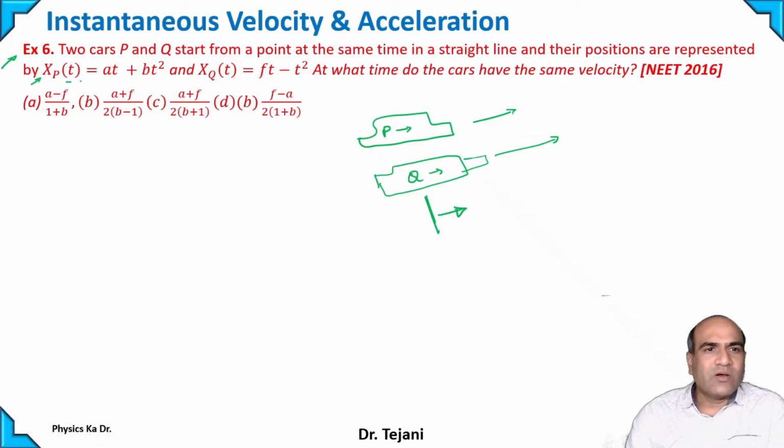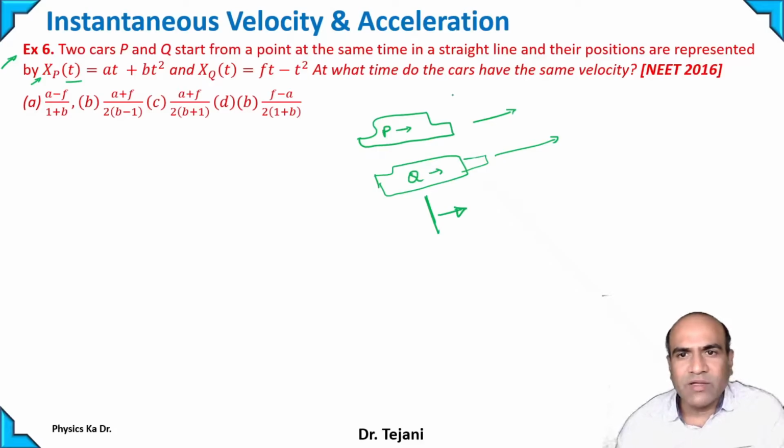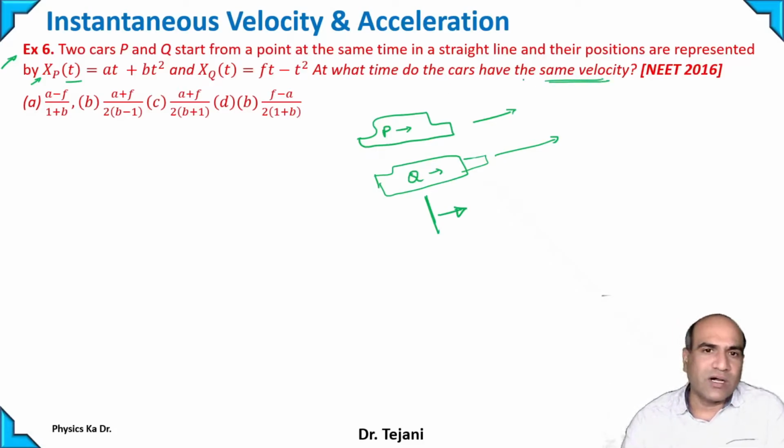Xp, right, is a function of t, so it is equal to at plus bt square. Xq is also a function of t, equal to ft minus t square. At what time do the cars have the same velocity? That means the velocity of both the cars must be equal.